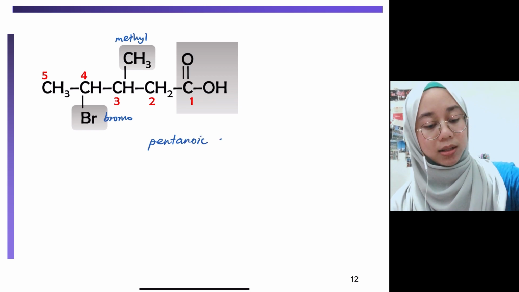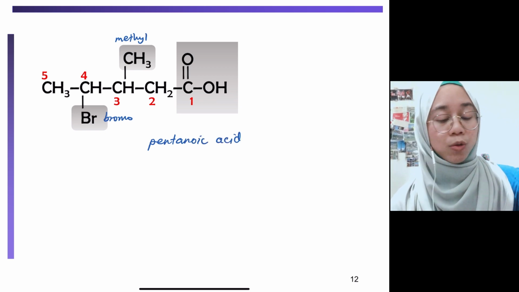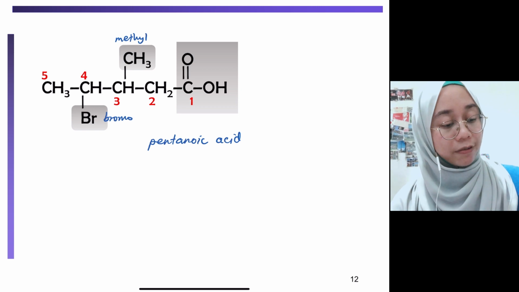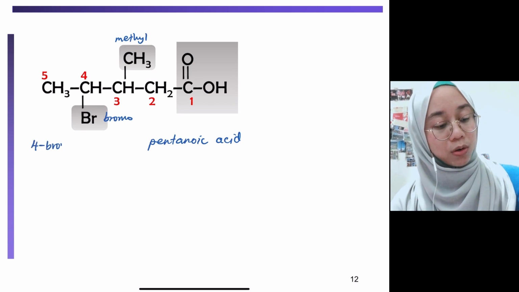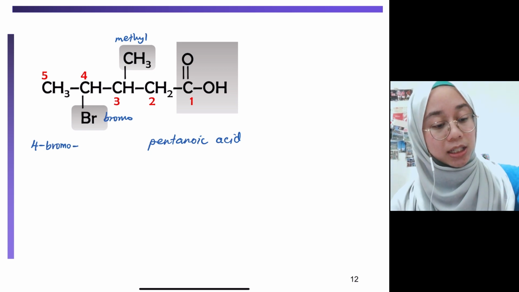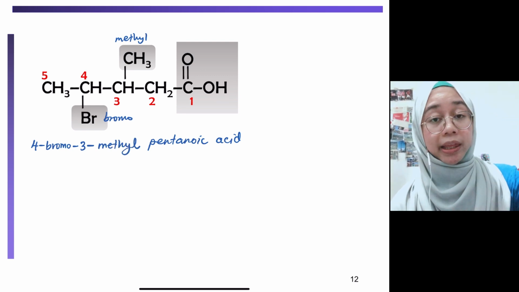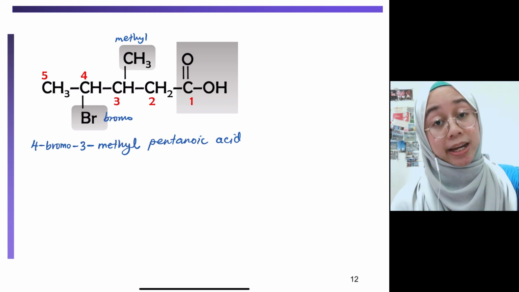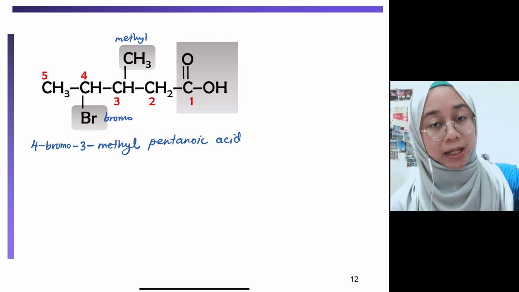pentanoic acid. And then bromo dengan methyl, bromo comes first, therefore 4-bromo. And then kita kena bagi pula position of methyl, bermaksud bromo dengan nombor kena ada dash, and then 3, and then dash sekali lagi sebab kita nak tulis nama. Okay, and then antara methyl dengan pentanoic, perlukah ada dash? No, tak perlu, because nama dengan nama.